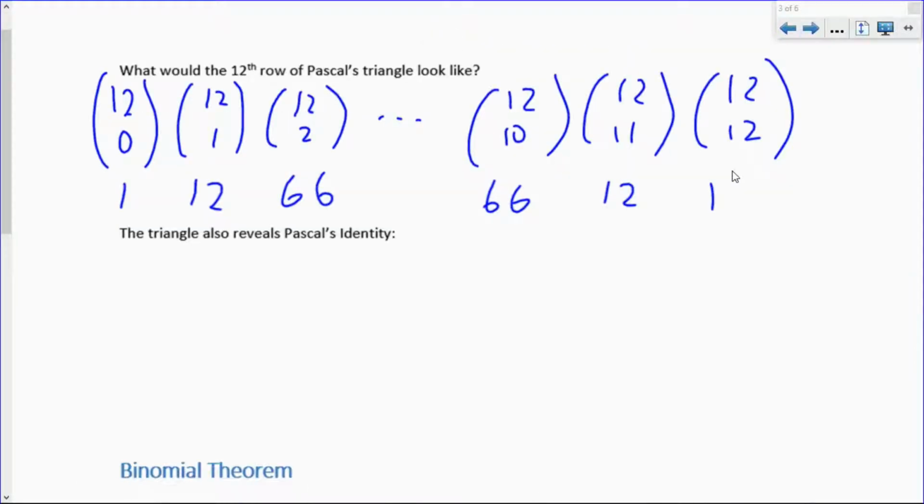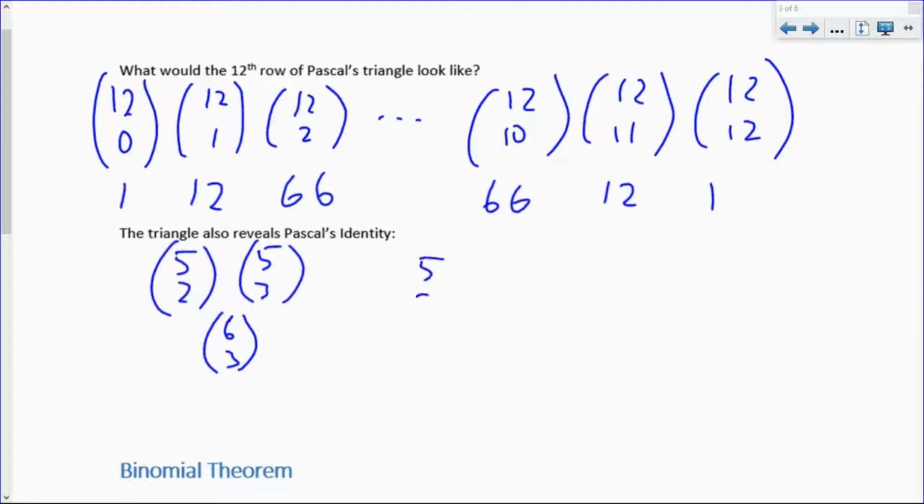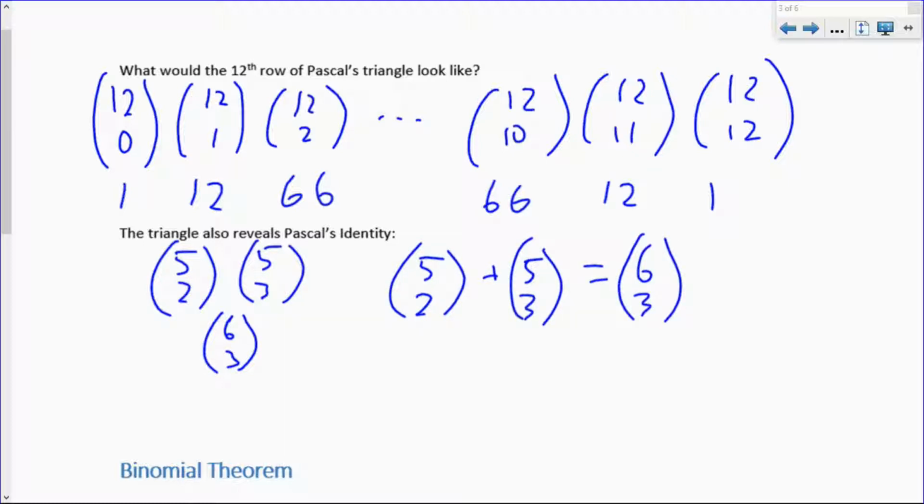So basically, if we look at 5 choose 2, 5 choose 3, the number below and in between them is 6 choose 3. And we know that 5 choose 2 plus 5 choose 3 must be equal to 6 choose 3. And Pascal's identity tells us that in general that's always true.